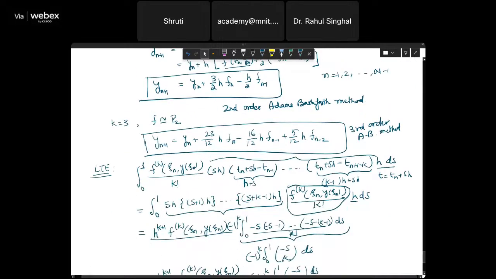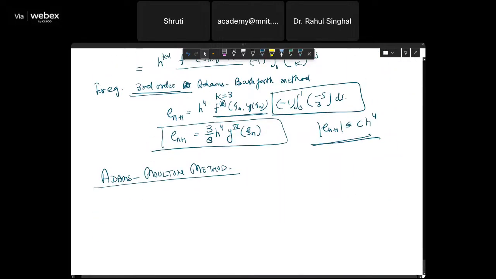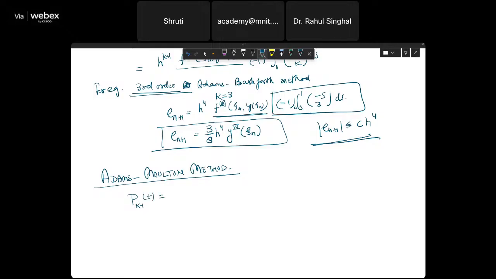Let me tell you what the polynomial is here. This interpolation polynomial, which we will again construct with the help of the Newton backward difference formula, will be as follows: summation from m equals 0 to k minus 1, minus 1 to the power m, times the binomial coefficient minus 1 minus s choose m.